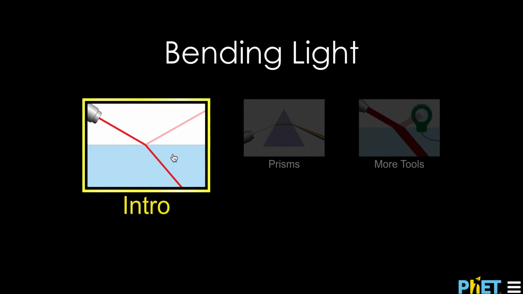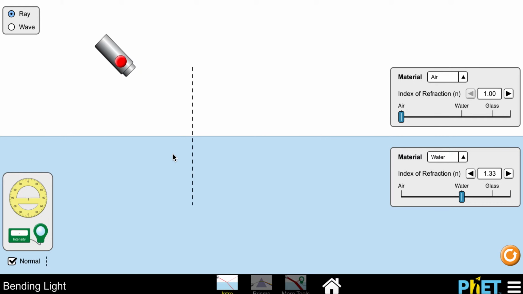Light Lab here. So you're first going to click on the intro button. That's the version of the lab we want. You see here we have a laser pointer and a boundary between two surfaces. Initially it's set to air and water.